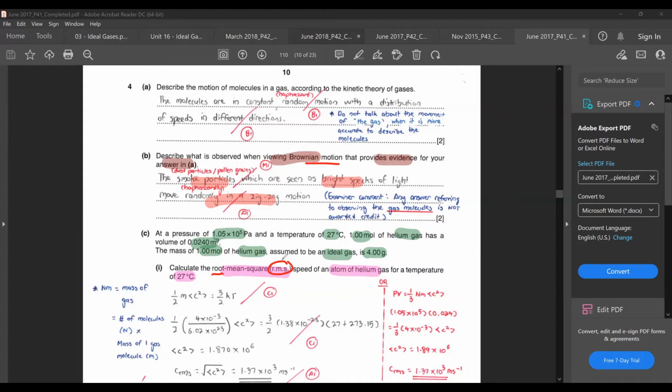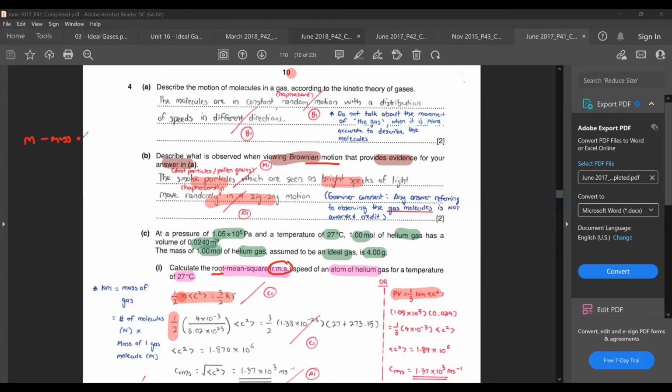Okay, so when it comes to this question, you want to find the root mean square speed. Usually it's either PV equals 1 over 3 NMc square, or half mc square equals 3 over 2 kT. You can use either one of these equations to find your root mean square speed, but let's just do one of them first. If I use half mc square equals 3 over 2 kT, it is half times m.